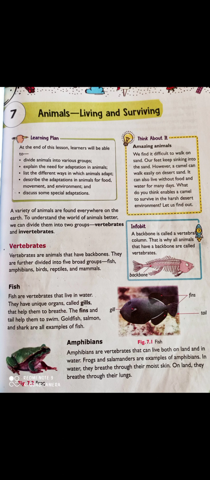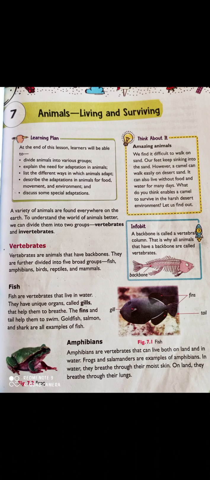Vertebrates are animals that have backbones. They are further divided into 5 broad groups: fish, amphibians, birds, reptiles, and mammals. And what is a backbone? A backbone is called the vertebral column. That's why all animals that have a backbone are called vertebrates.